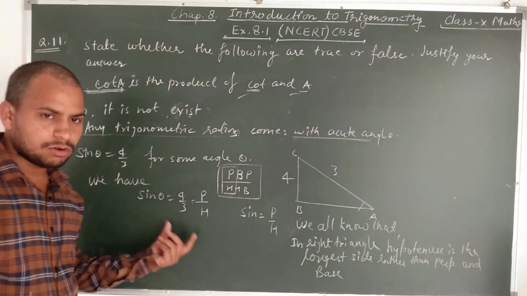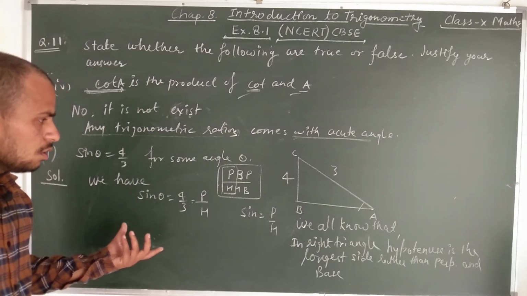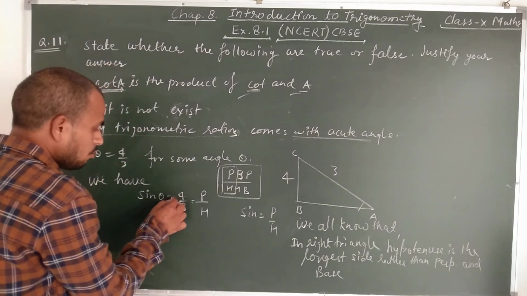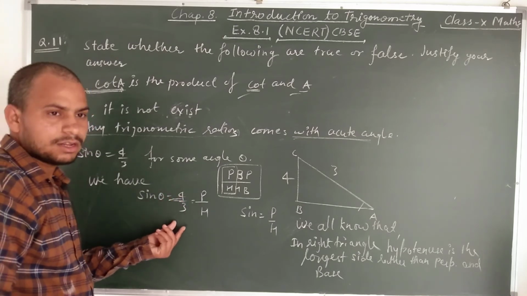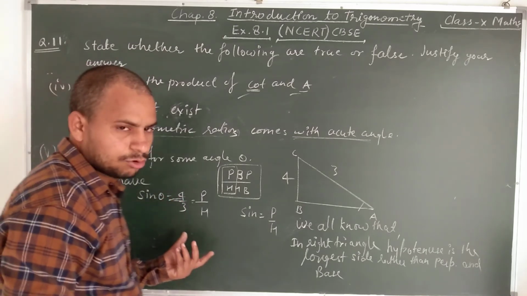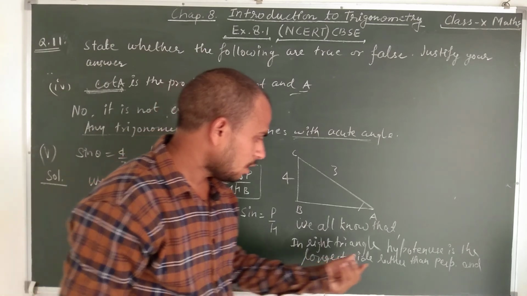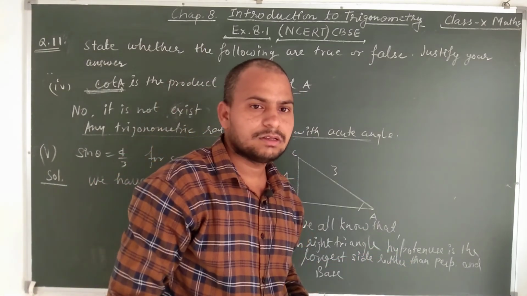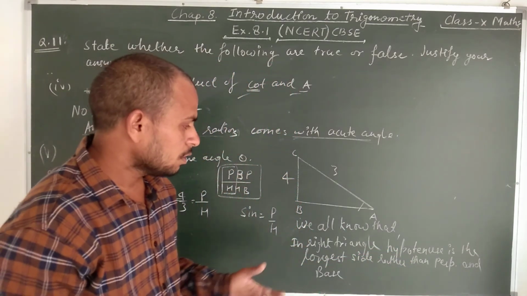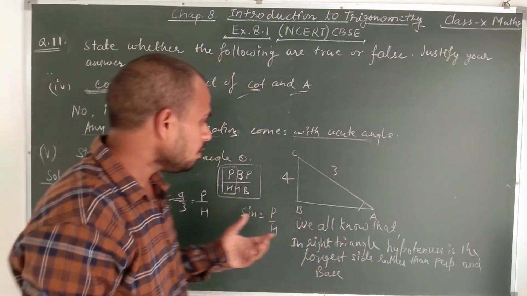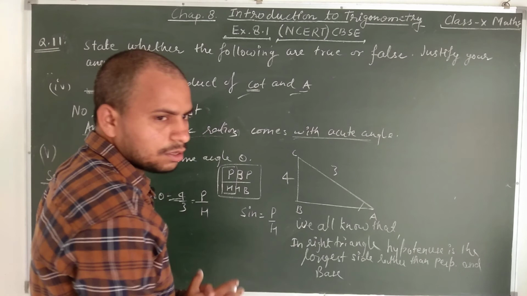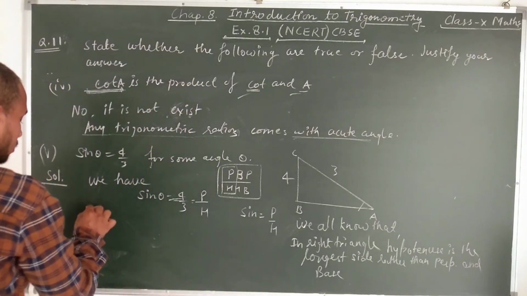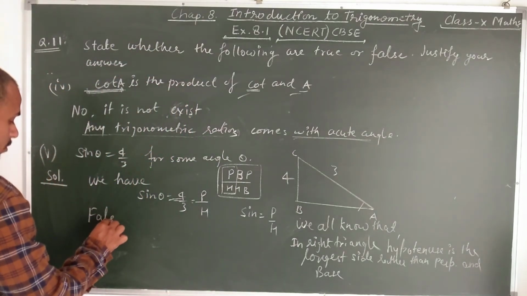Sin theta equal to 4/3 is not true, because it would require the perpendicular to be more than the hypotenuse. What is true is that the hypotenuse is the longest side. In short, the hypotenuse is more than the perpendicular or base. So this is a false statement.